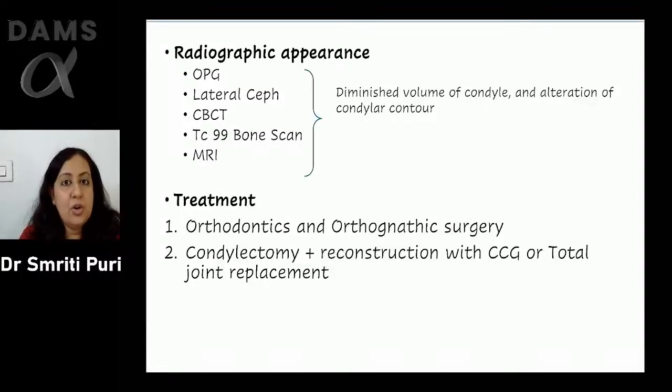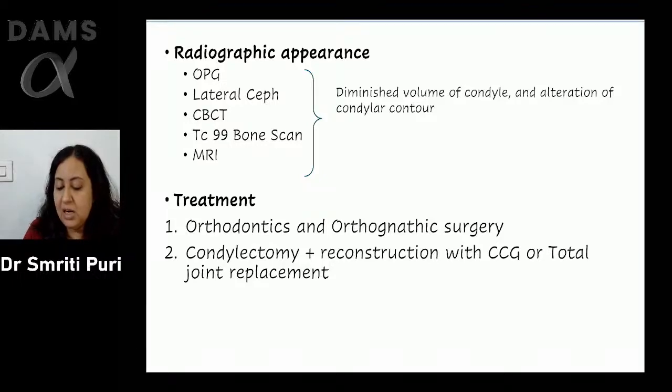Now coming on to the radiographic appearance, what you see on radiograph most commonly is diminished volume of the condyle and alteration of the condylar contour. Alright, so the condylar contour will be abnormal. It won't be its usual anatomic form. And you can see all of this in OPG, lateral ceph, CBCT, technetium 99 bone scan and MRI.